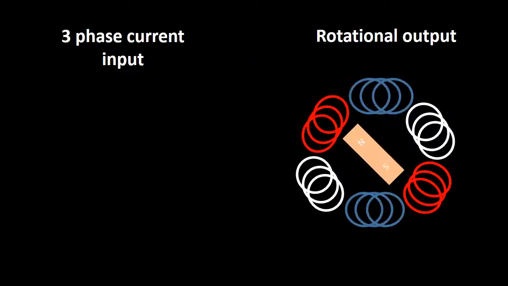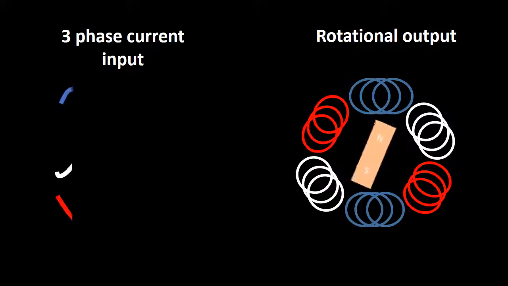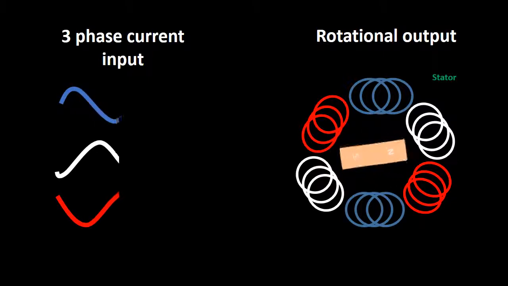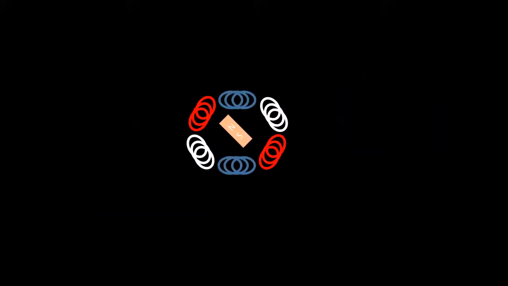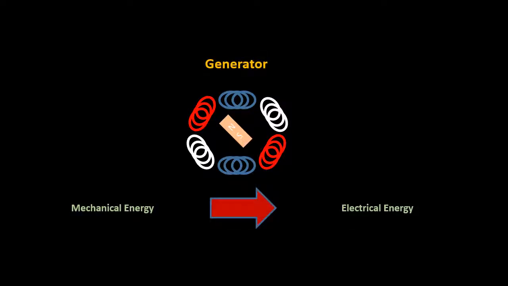At its most basic level, an AC induction motor consists of an arrangement of coils, called the stator, surrounding a magnet which is free to rotate, called the rotor. In fact, a motor has the same basic structure as a generator. The only difference is in the flow of energy. Generators convert mechanical energy into electrical energy, whereas motors convert electrical energy back into mechanical energy.